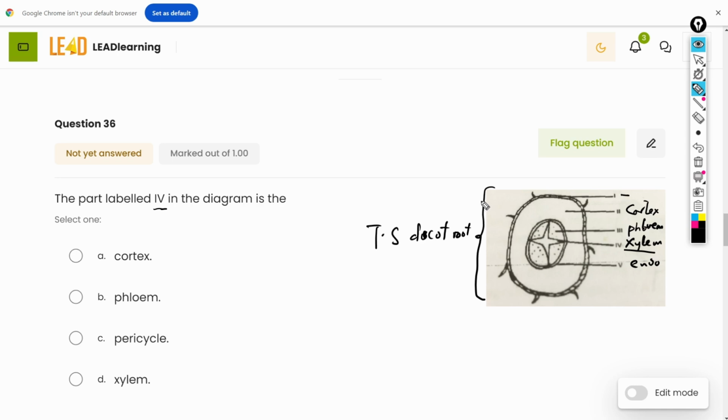You need to note the diagram of a transverse section of a dicot root and that of a monocot root. Knowing the differences will go a long way in helping you to answer questions of this nature. So our correct answer is the xylem, option D.